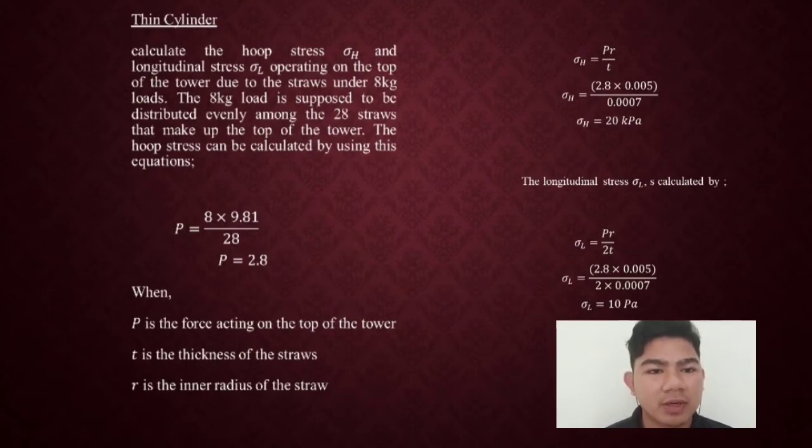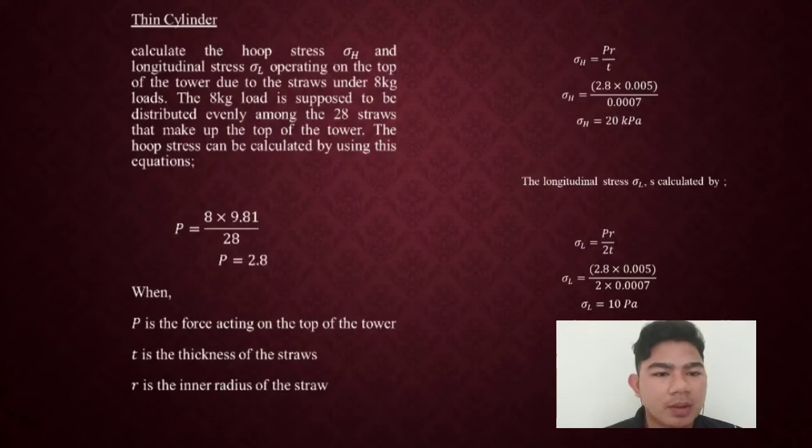Okay, for thin cylinder, the top of the tower functions as a compressive force on the 8 kg load when it is placed on it. So we can calculate the hoop stress and longitudinal stress operating on the top of the tower due to the straws under 8 kg load. The 8 kg load is supposed to be distributed evenly among the 28 straws that make up the top of the tower. The hoop stress can be calculated by using this equation.